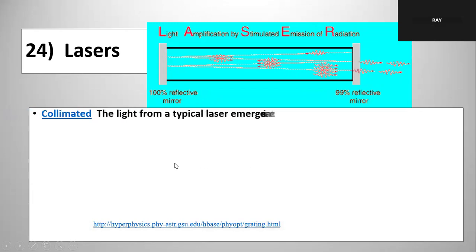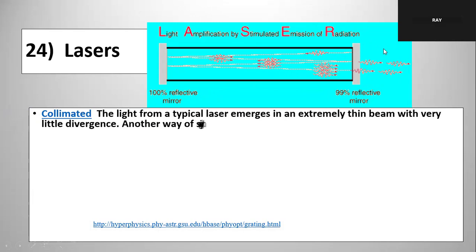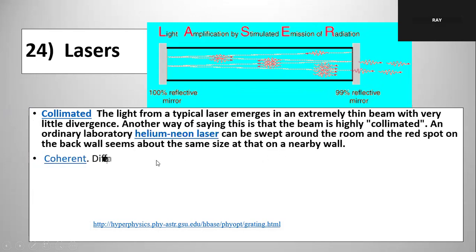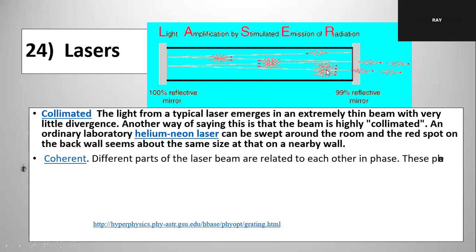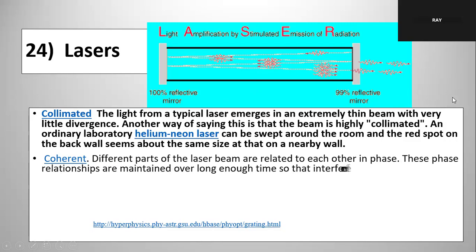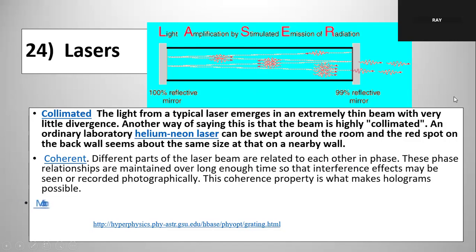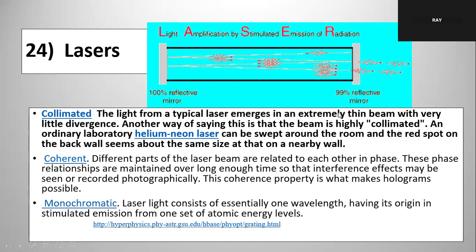Laser, right? That's what it stands for. Collimated, the beam is narrow. Coherent means you look at any point here, they have a constant phase relationship. Constant phase relationship. Outside also the same thing. One color, monochromatic, or one wavelength.